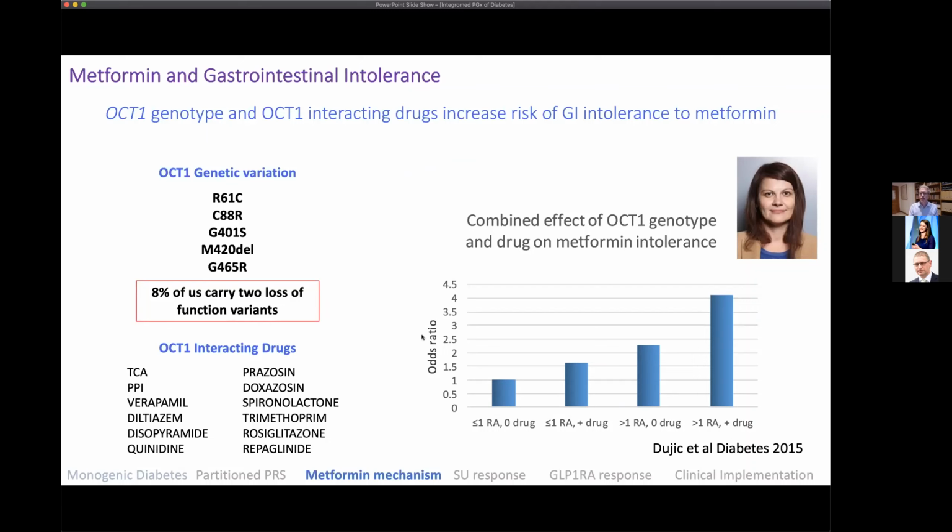So if this is the odds of developing intolerance to metformin, these are the people who have normal functional OCT1 and they're not exposed to an interacting drug. Then relative to them, those who are exposed to an interacting drug have increased risk of intolerance at about 1.5-fold. The genetically vulnerable group are about 2-fold. And then if you have the interacting drug and you're genetically vulnerable, your risks of intolerance are 4-fold.